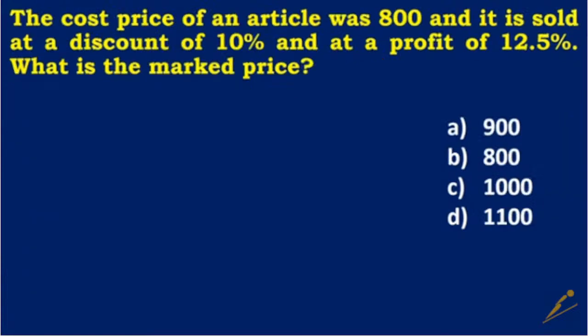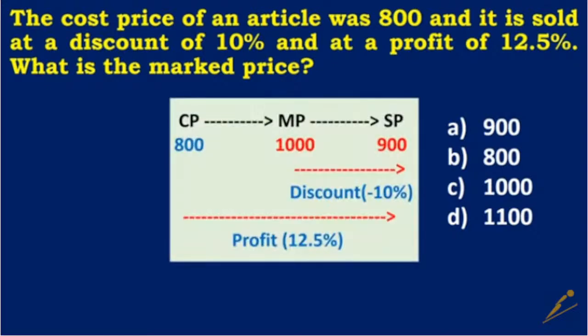Here is an example to help you understand the concept of discounts. The cost price of an article was 800, and it is sold at a discount of 10% and at a profit of 12.5%. What is the marked price? To determine the marked price, we must first calculate the profit and then the discount. The cost price of the article is rupees 800. The profit percentage is 12.5%. As a result, the profit will be 12.5% of 800, or 100 rupees.